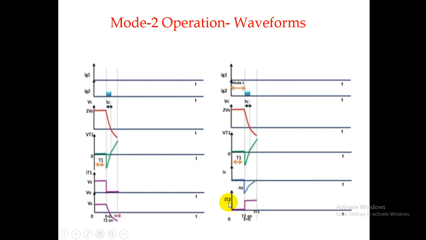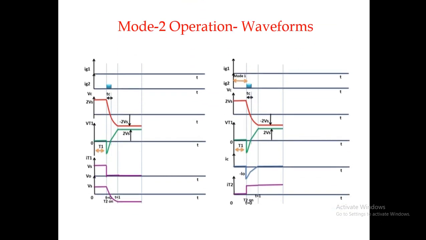And we already turned on the thyristor T2, that's why we are getting current through this thyristor. And when we take the voltage across the thyristor T2, it is the same as the thyristor T1 when it is operated in mode 1 operation.